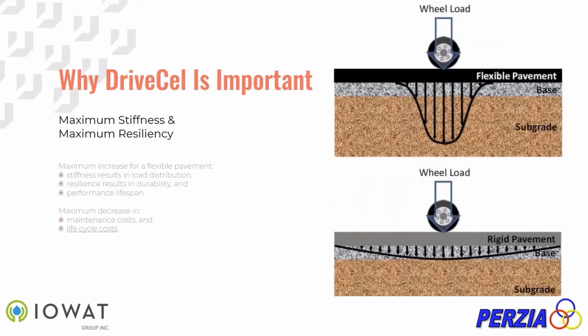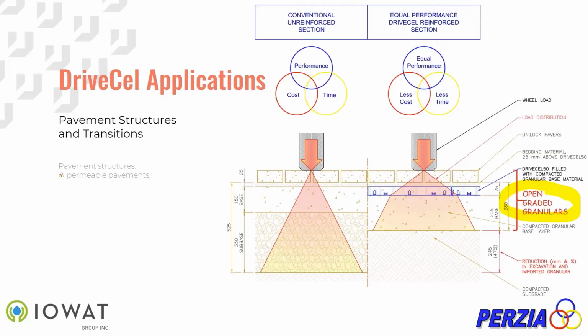Here is a comparison of the wheel load distribution for a flexible versus rigid pavement. In a flexible pavement, DriveCell maximizes the stiffness to increase the load distribution and maximizes the resilience to increase the durability. Together, these maximize the performance lifespan. Ultimately, this reduces the maintenance costs and minimizes the life cycle costs.